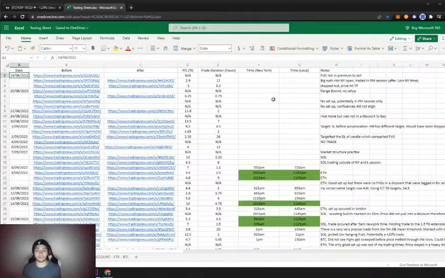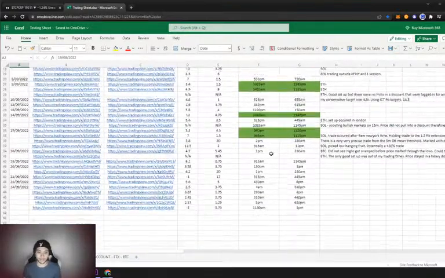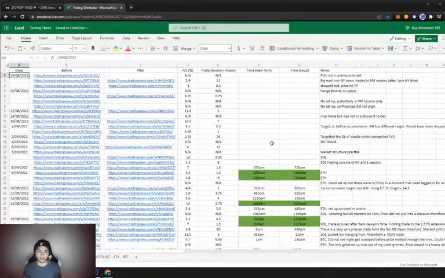Do you guys journal your trades? How do you do it? This is personally how I like to do it. I think I'm going to learn another method of journaling my trades using a different platform.